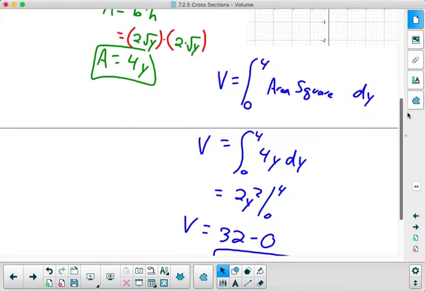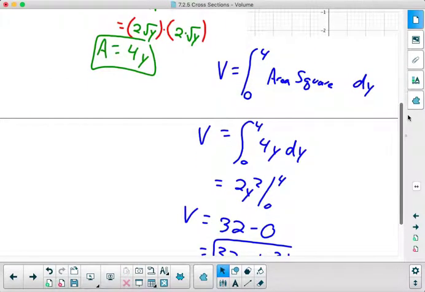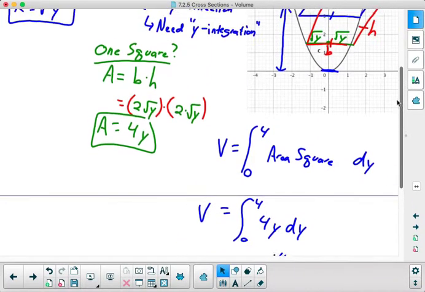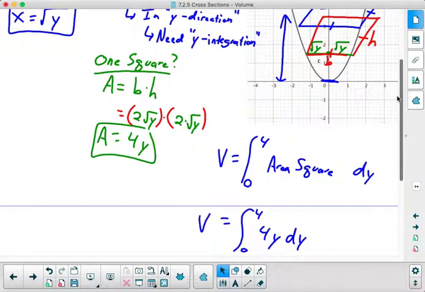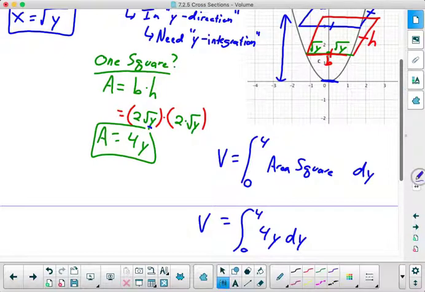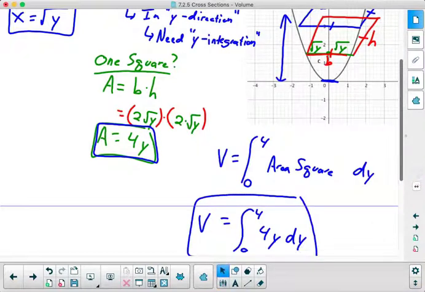So all this is really, and again, I personally find this to be easier than some of the things we worked on before. So it's a little variation of finding volume. We're not rotating around an axis. I just have to figure out, so the hard part is, what is 1 square? The area of 1 square in this problem is 4y. And I'm just adding up all of those by using a definite integral going in the direction that we want to go.